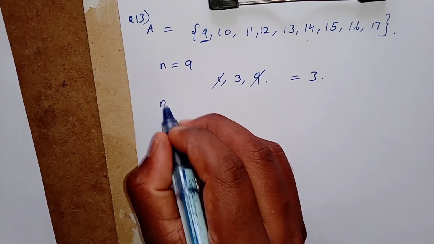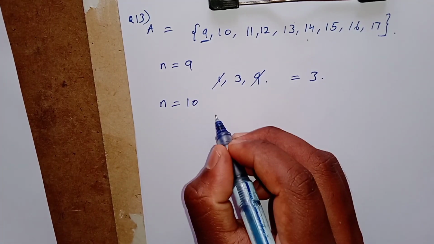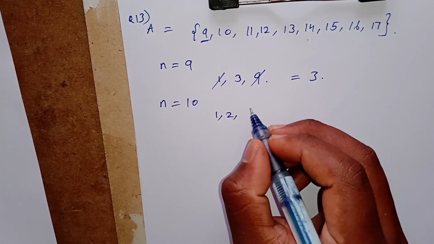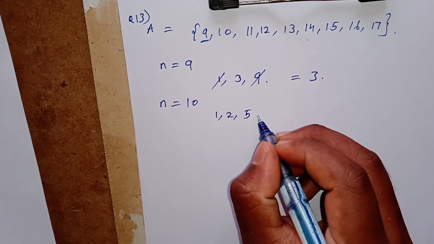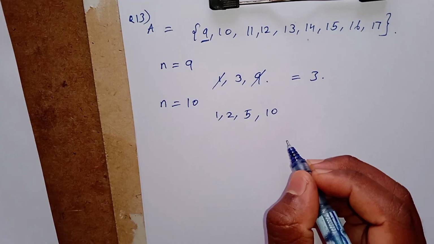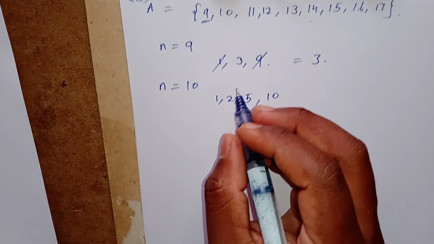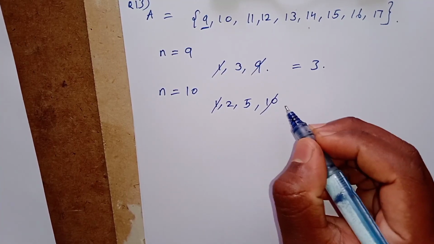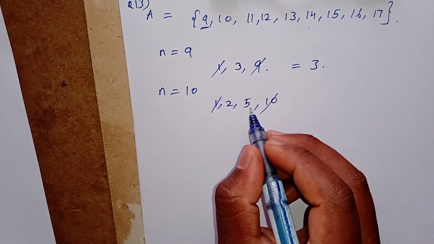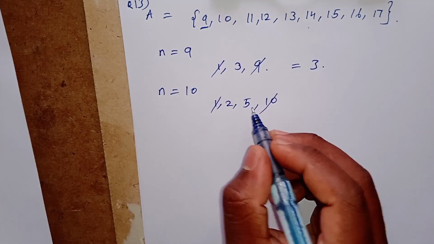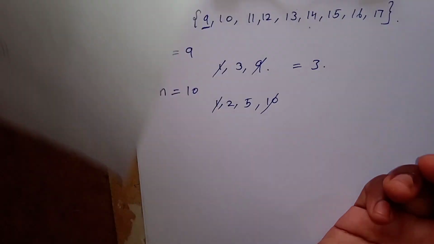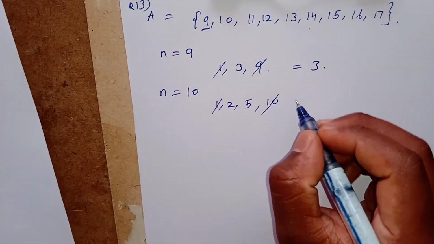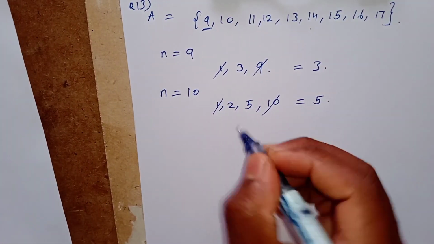Next, n equal to 10. Here the factors are 1, 2, 5, 10. Now 1 is not a prime number, 10 is not a prime number, and 2 and 5 are prime numbers. But I need the highest prime number. Therefore, here the highest prime number is 5.